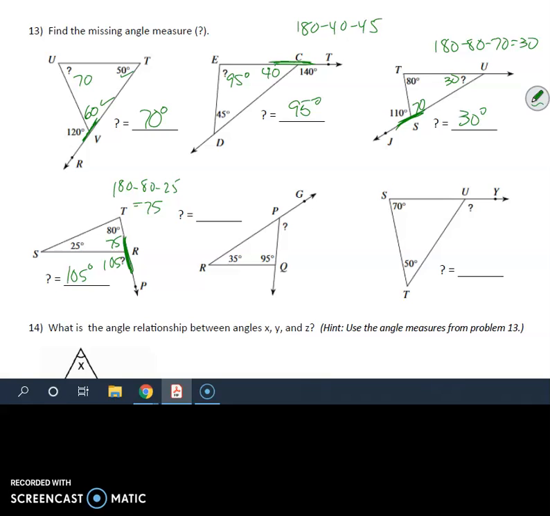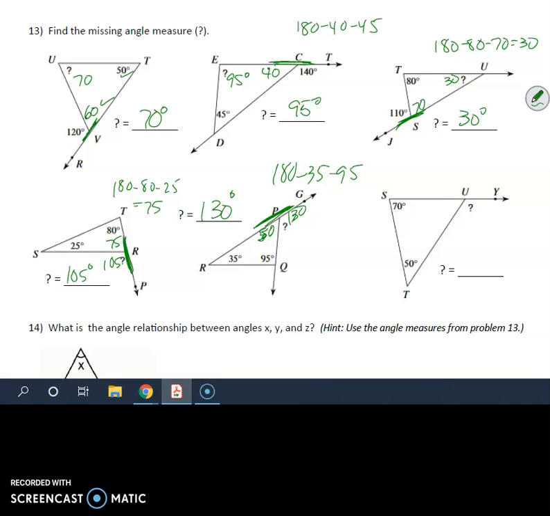The next one, 180, take away the 35 and the 95, so basically 130 degrees. That leaves me with 50 degrees here. And that makes this angle here going to be 130 because, again, these two angles have to add to 180 since it's a linear pair of angles. So the question mark is 130.